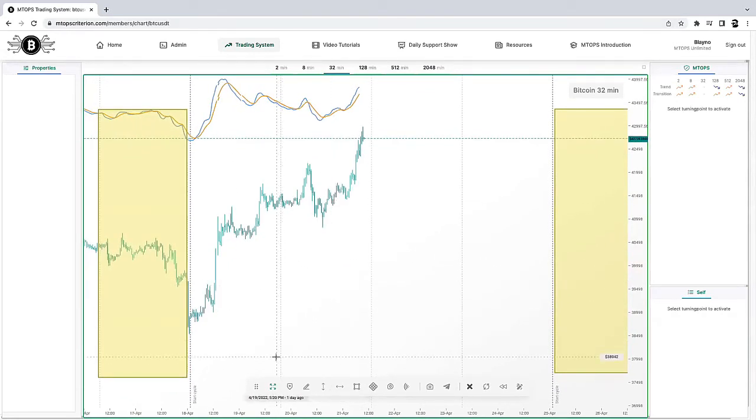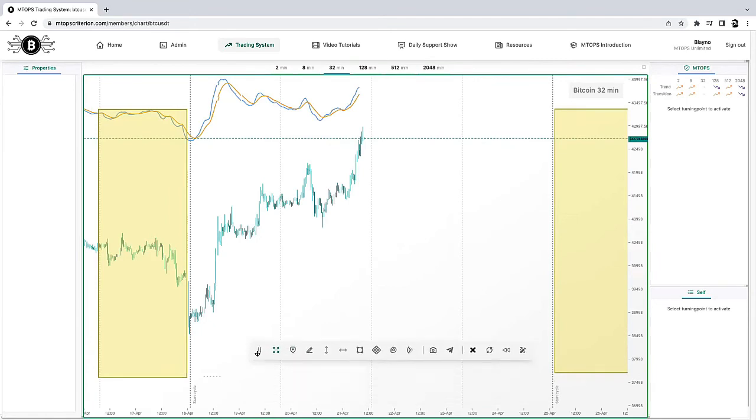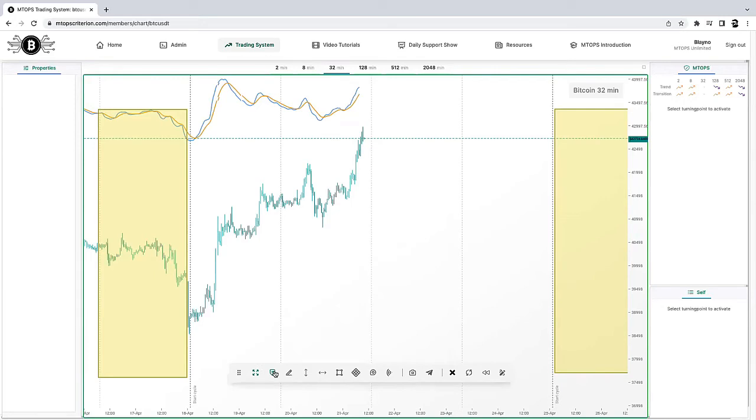Okay, so over here is your toolbar. You can move it. It's quite nifty. And then in that toolbar, you're going to see this icon that says turning point. It's also the hot button, or shortcut button, A on your keyboard.